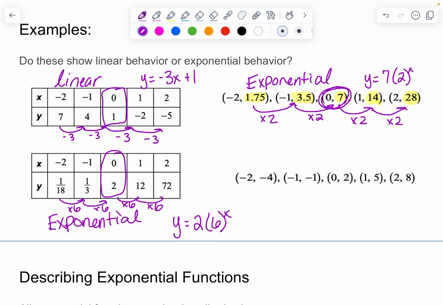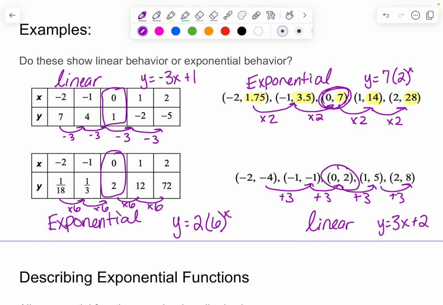And then in that second one, hopefully you recognize that as linear. There was a plus 3 pattern in that. From -4 to -1 was plus 3. -1 to 2 is plus 3. 2 to 5 is plus 3, and so on. So the equation for that would have been 3x plus 2. Again, the y-intercept on that being at 2. We see that in there.